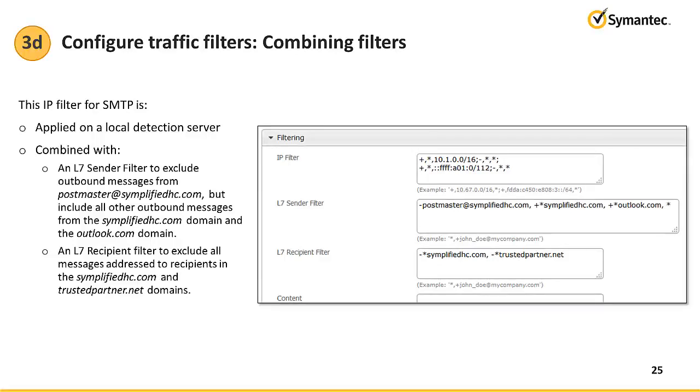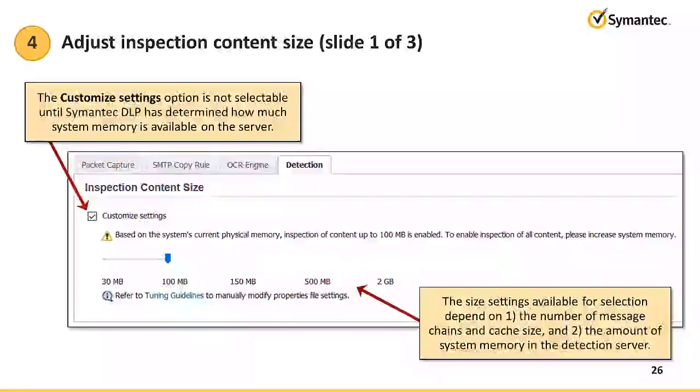Additionally, there is an L7 recipient filter that excludes all messages addressed to recipients in the simplifiedhc.com and trustedpartner.net domains. On the Detection tab, you can quickly and easily increase a detection server's inspection content size limit, which enables the server to inspect files larger than the default 30 megabyte size limit.